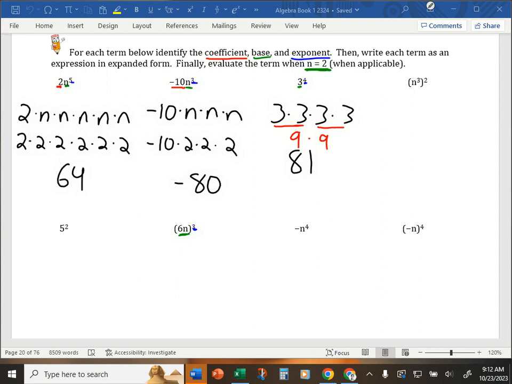And so when you write this out in expanded form, it's not just one 6. There are 3 of them. In expanded form, this is 6n times 6n times 6n. The parentheses make it so that there are 3 6s as well as n's. 6n, the whole thing, is the base. There is not a coefficient to this one either.